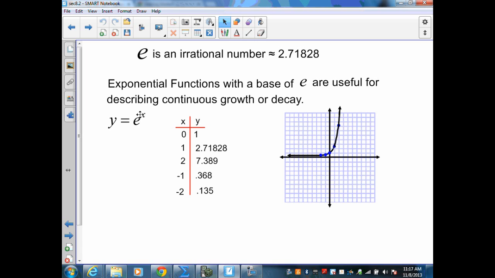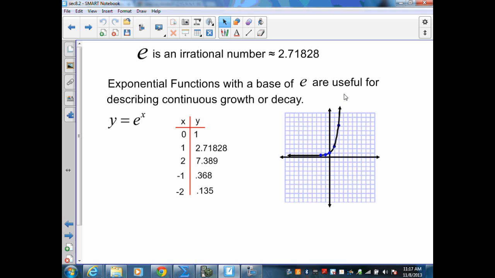Y equals e to the x. Here, b is e to the x. That's my exponential function. I have its ordered pairs. e to the 0 power is 1. Anything to the 0 power is 1. Then e to the first, 2.71828, which we have here. And then e squared, e to the -1, -2. And then I've graphed the function y equals e to the x.